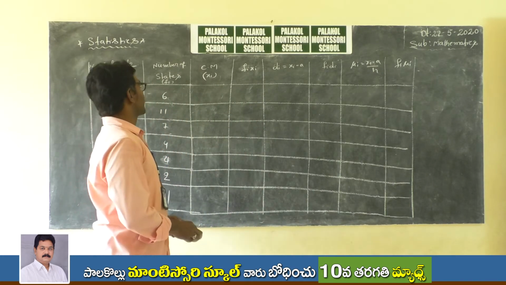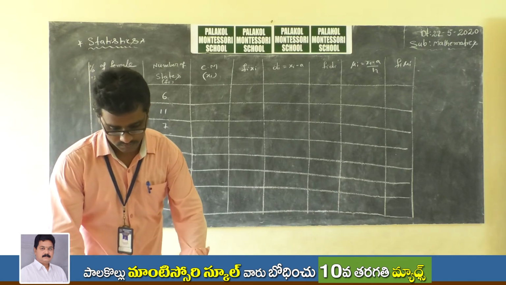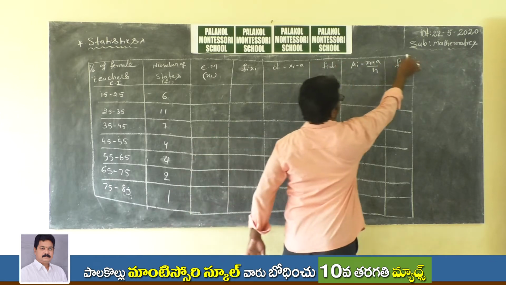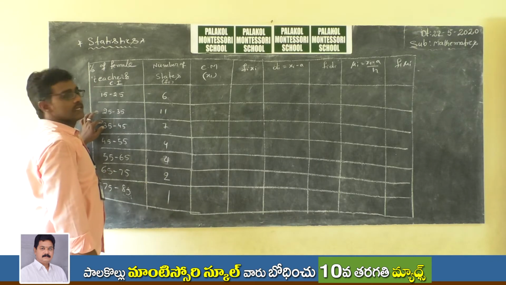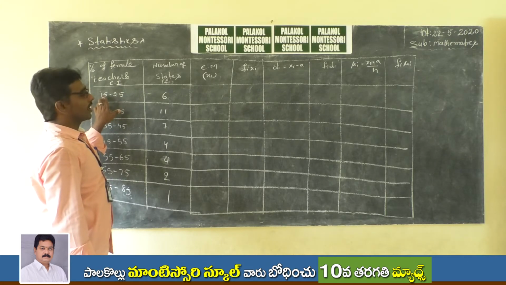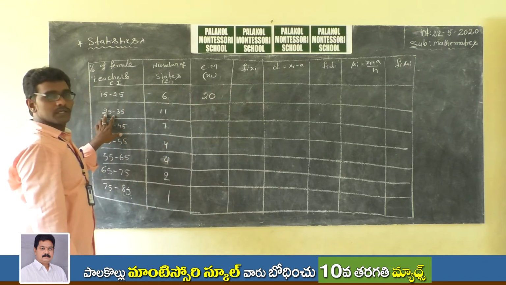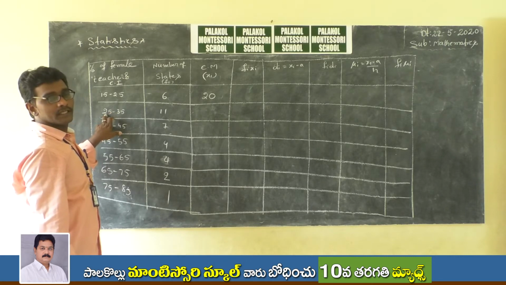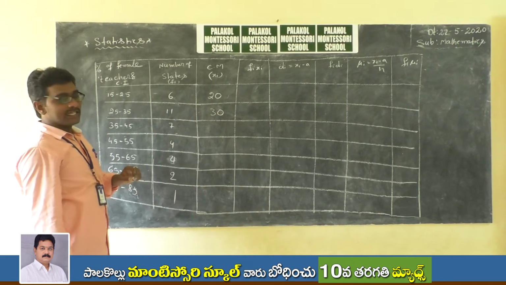Now you find out the class mark. We already know the class mark. How to find the class mark? Average of upper bound and lower bound. It's a continuous class. Simply add 15 plus 25, so it is 40. 40 by 2 is 20. Again for 25 and 35, the total is 60. 60 by 2 is 30.